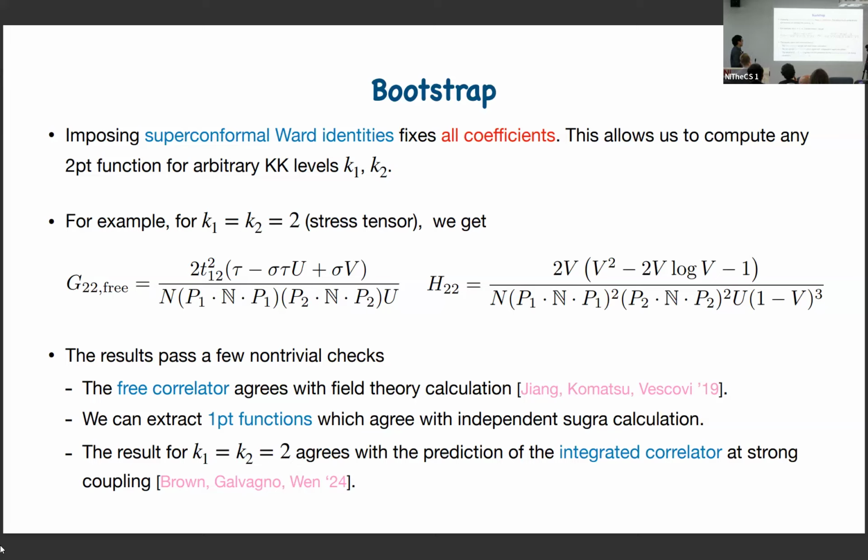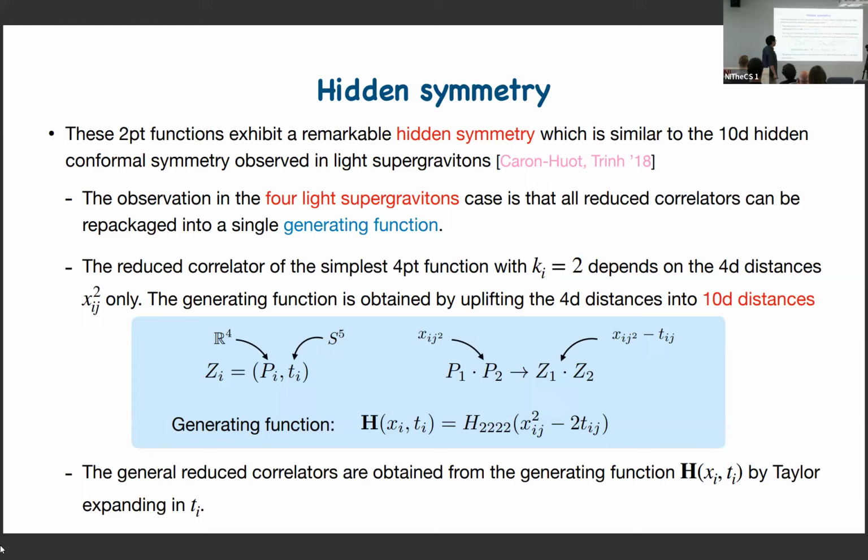Basically, the observation of this hidden symmetry for the 4-point function was that you can package all these 4-point functions that we computed yesterday from the bootstrap into a single generating function. The way to obtain this generating function is to start with the simplest 4-point function, 2, 2, 2, 2. And then, as I mentioned earlier, this lowest reduced correlator is actually a symmetry singlet. It only depends on xij squared.